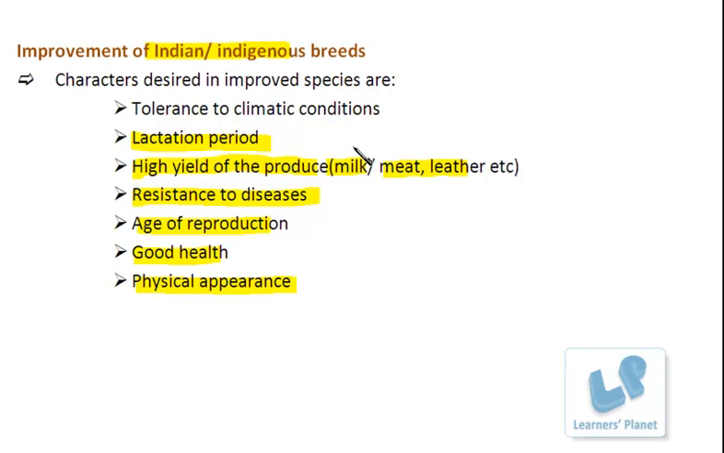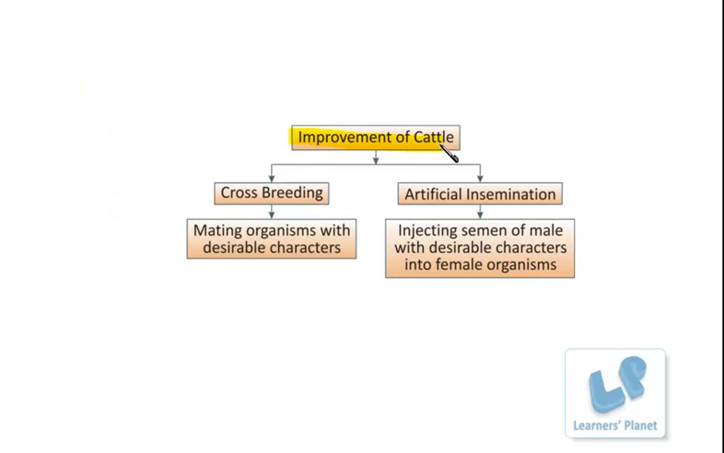Now, after knowing the aim behind these, the characters which are desired in the improved species, let us understand how this improvement is possible. So this improvement of cattle is done in two different ways. One is crossbreeding and the other one is artificial insemination. Crossbreeding is a type of reproduction in which organisms from different breeds are allowed to meet with each other.